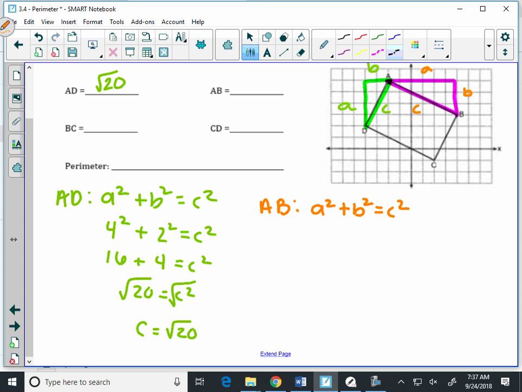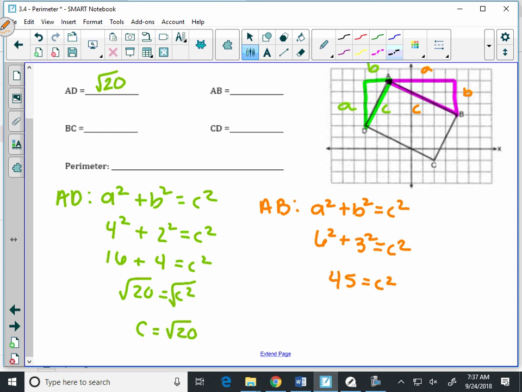So we count my A's 1, 2, 3, 4, 5, 6. We count here, our B is 1, 2, 3. We can plug that into our calculator. What do we get? 6 squared plus 3 squared. Okay? 45? 45.